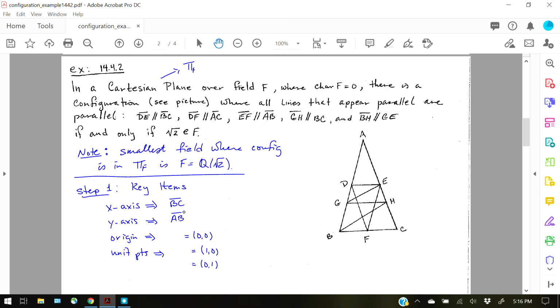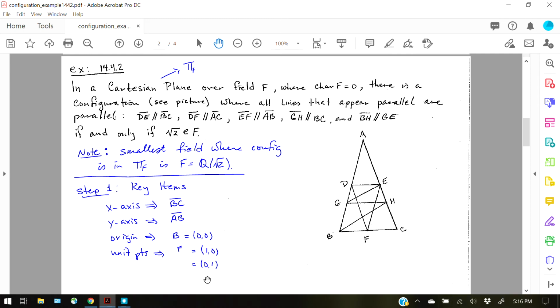Again, these are not the only possibilities. Now, once you've picked AB and BC to be your y and x axes, there's exactly one point that's allowed to be the origin, and that's their intersection point B. Okay. Next step, we'll go ahead and pick our 2 unit points. Now, for the unit point (1, 0), we have 2 options. You can either pick F or you can pick C. It doesn't matter which one you pick. So I'm going to go ahead and pick F to be our unit point.